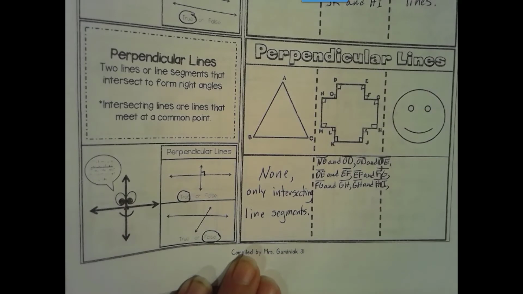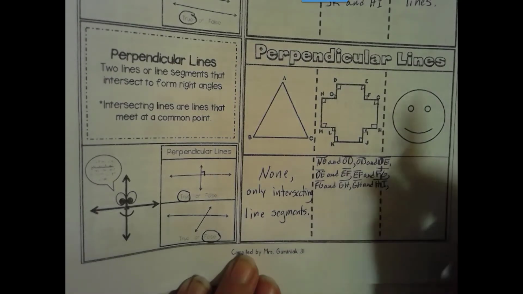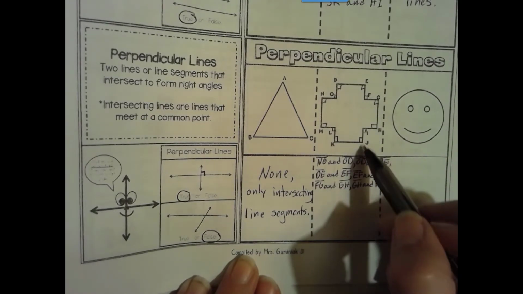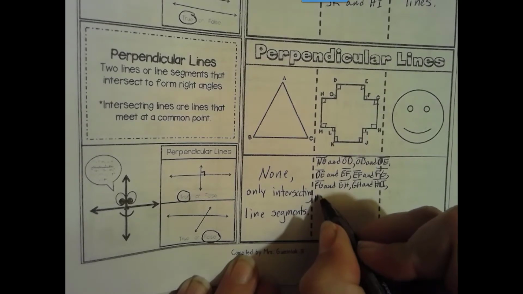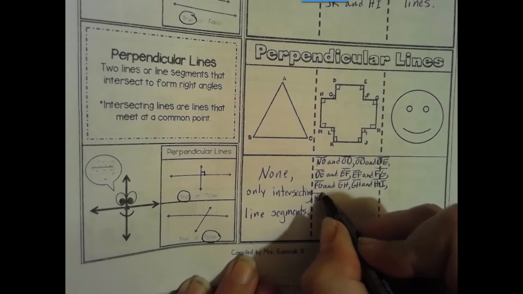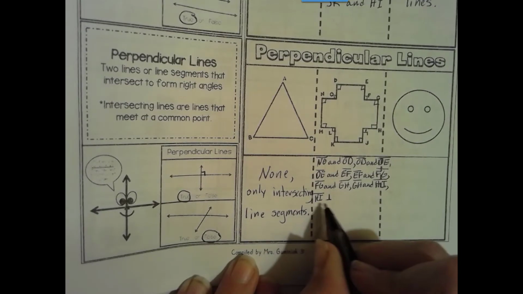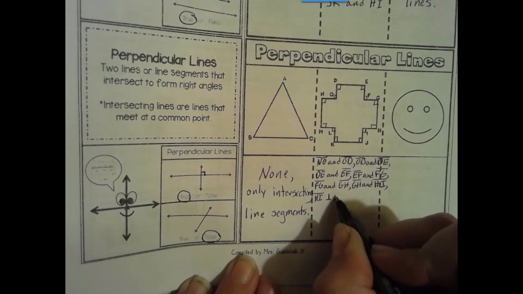Okay. My word "and" is taking up a lot of room, so I'm actually going to show you something that you'll use in high school, and that's the symbol for perpendicular. So HI is perpendicular to IJ. So HI, and the symbol for perpendicular looks like an upside down T, HI is perpendicular to IJ.